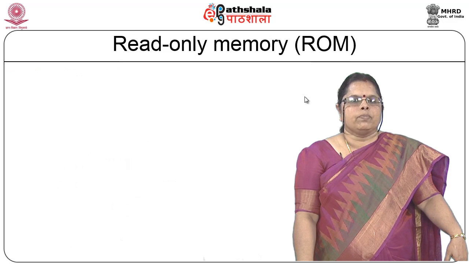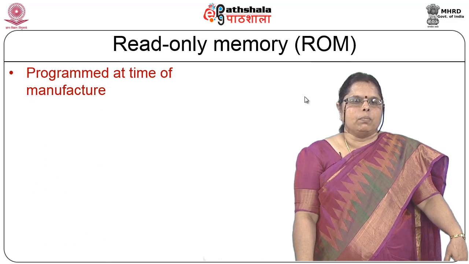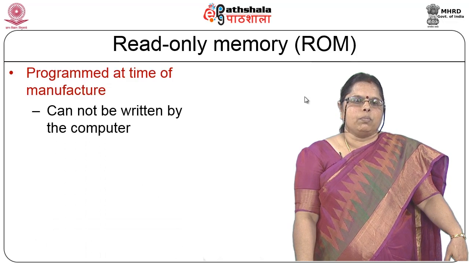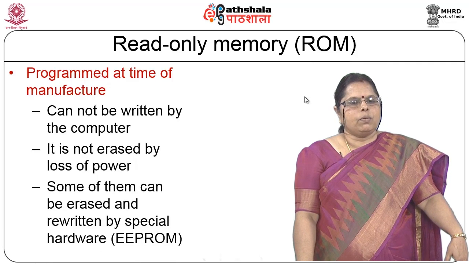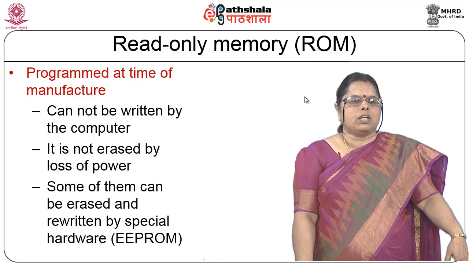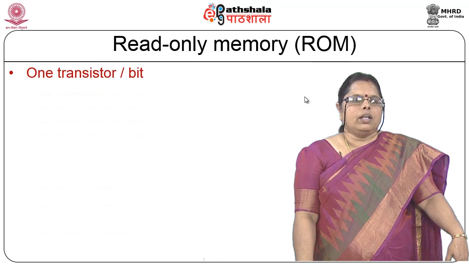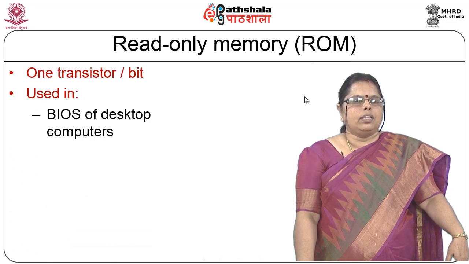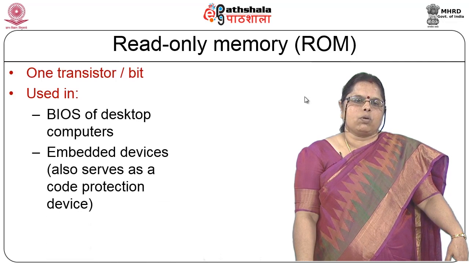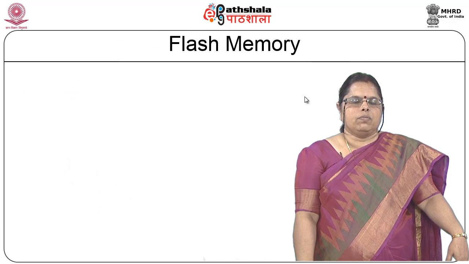The other type of memory that we are looking at is read-only memory, which is programmed at the time of manufacture, so it cannot be written again and again. It is not erased by loss of power, but some of them can be erased and rewritten by special hardware, examples being EPROMs and EEPROMs. Read-only memories normally use only one transistor per bit, and they are basically used in the BIOS of desktop computers and also in embedded devices, where they serve as a code protection device.